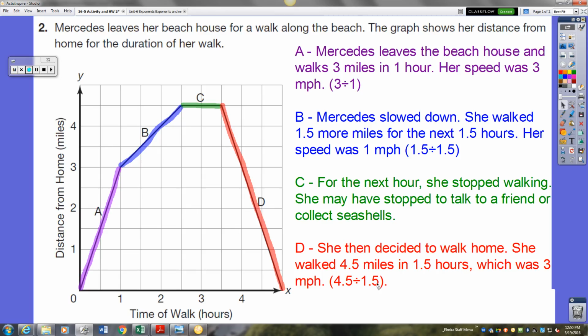Miles divided by hours. So this is what you're writing for each graph in your homework. We're just breaking apart the pieces, finding the rate of change, and writing sentences about how far she's going, how much time it's taking her, and then calculating the speed, which is the same as calculating rate of change.